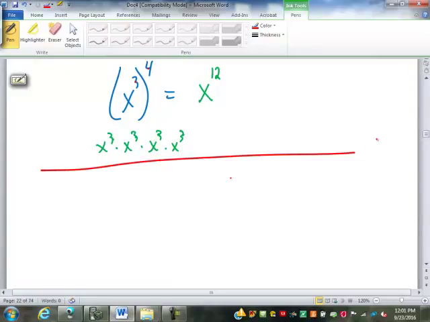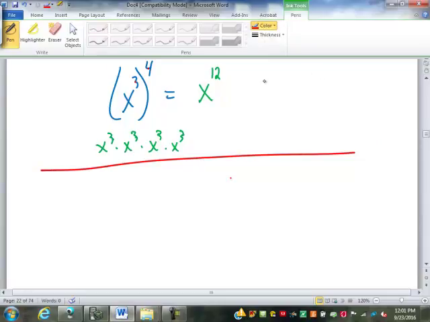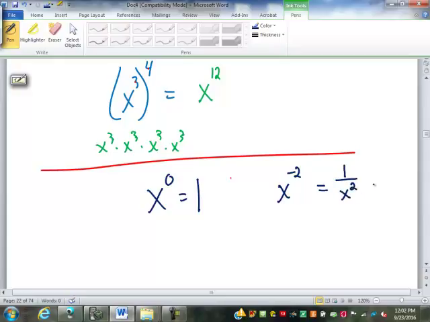Why am I reviewing this? Well, because we're going to take another look at our place values and apply it in a little bit different way. Actually, another thing we should look at here, what is x to the power of 0? Careful. 1. Anything to the power of 0 is 1. What's x to the power of negative 2? It's 1 over x squared.